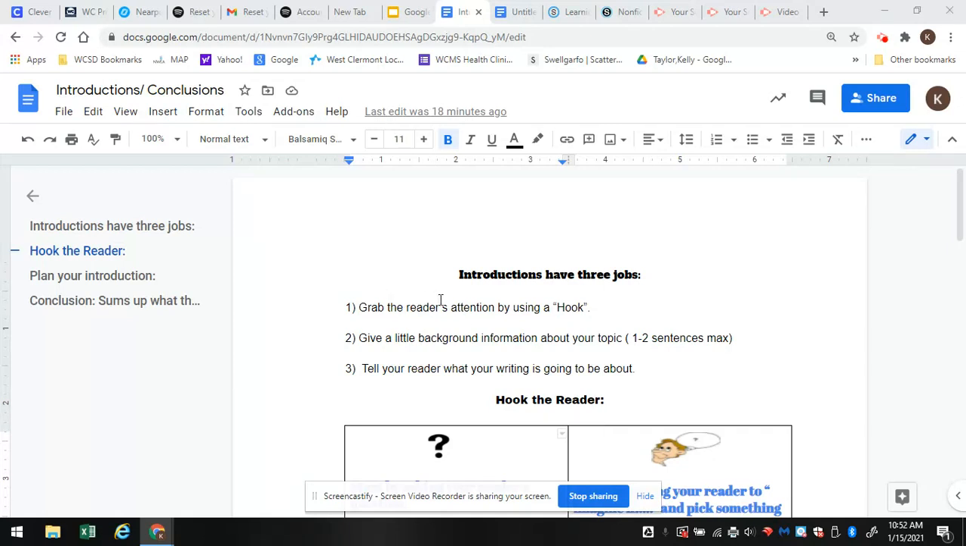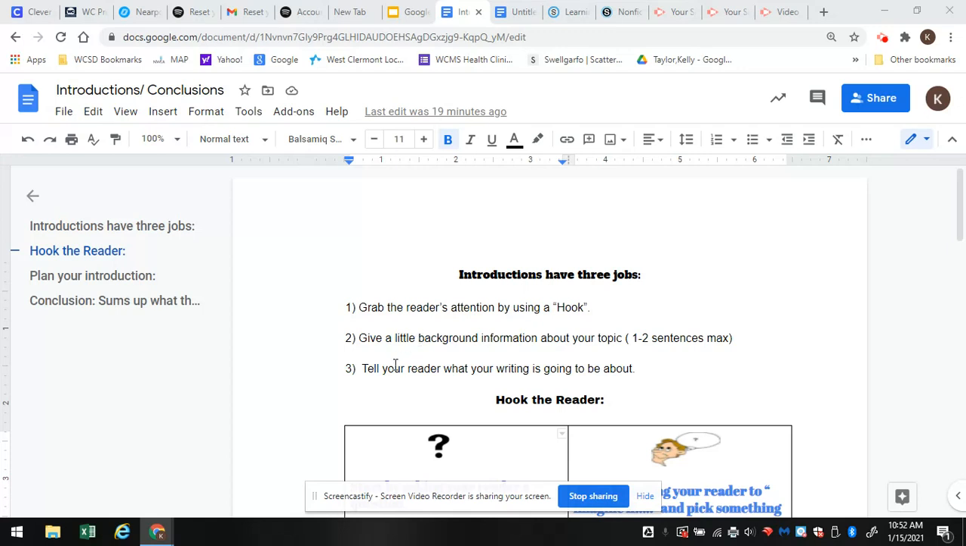The first job is to grab the reader's attention by using a hook. If you can't make your reader want to read more in those first couple sentences, then we're going to have some problems. You want to give just a little bit of background information about your topic. It's just one or two sentences at the maximum. You're not giving them your entire topic or your entire research that you did. You're just telling them a little bit about it so they know what's going to go on.